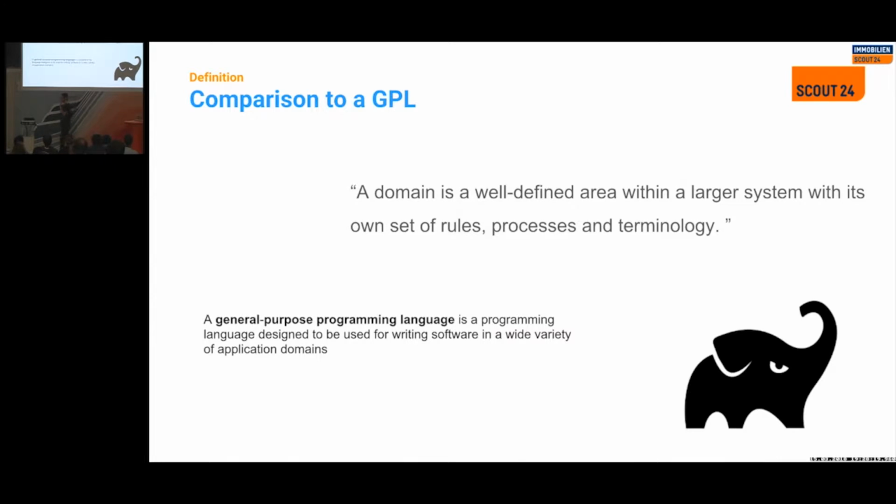And let's put this in contrast to a general programming language, such as Kotlin or Java or whatever you've been using before Kotlin. Probably none of us wants to go back. I've been enjoying Kotlin for sure. So a general purpose programming language is a programming language designed to be used for writing software in a wide variety of application domains. So this puts a huge contrast. What all of this will be about is defining a very specific domain.